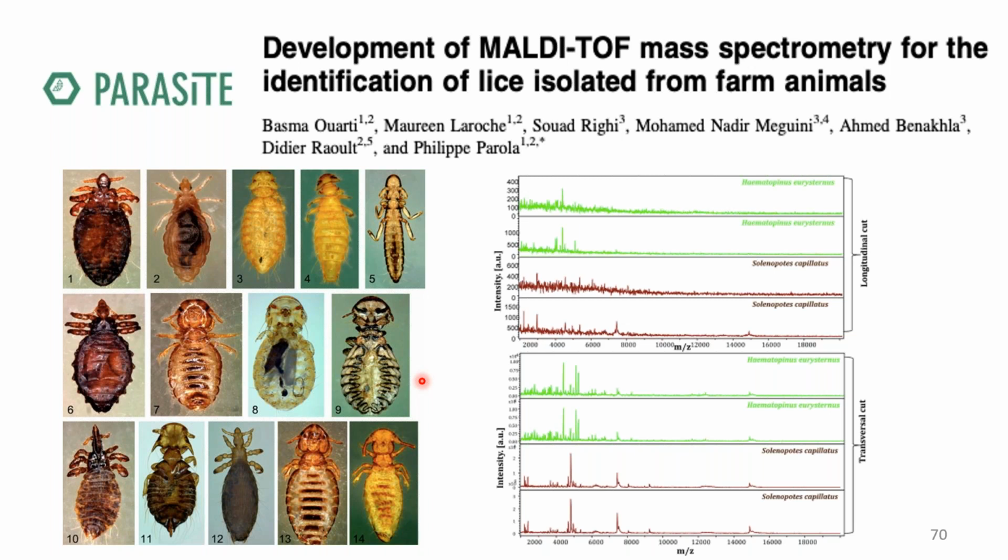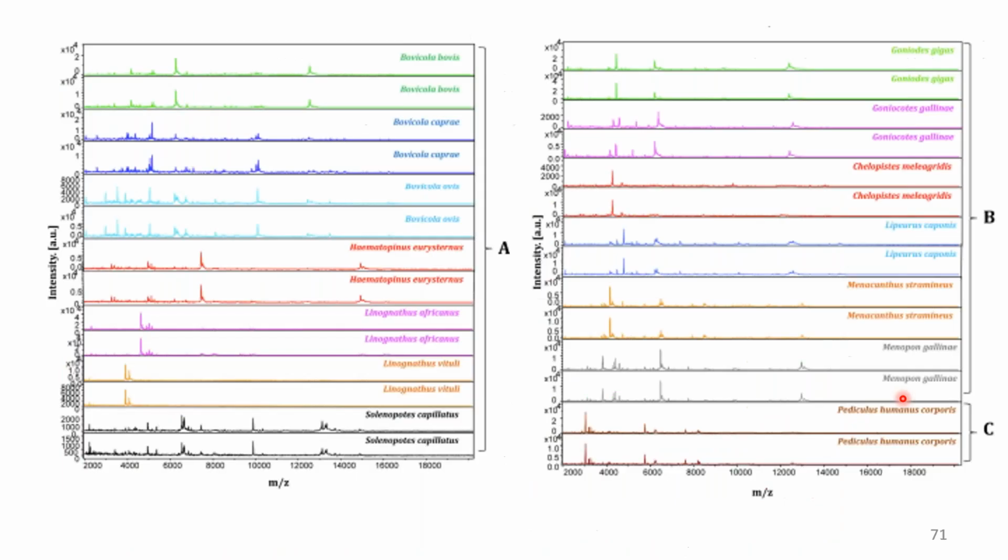And what this work showed us is that molecular biology was really unreliable for the identification of lice. So we tried two cuts, a longitudinal cut of the whole louse, and you can see that the spectra were really not usable. But we also did the transversal cut, where we separated the abdomen from the thorax and legs, and this was much more satisfactory. It resulted in different spectra for all these species. The spectra were specific for each and every one of the species, and it was really important.